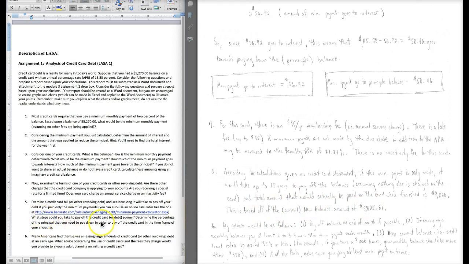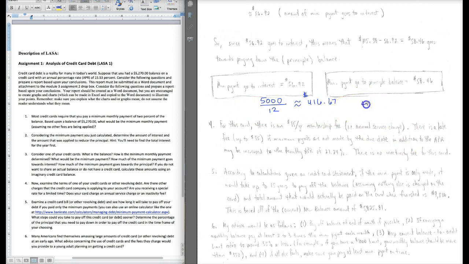Now, I did not address the part here of saying what steps could you take to pay off this card sooner, and determine the percentage of the principal you would need to pay down in order to pay the credit card in the time frame of your choosing. I didn't do this because that's kind of open-ended, like the example I gave before I started going over this one. Let's say I had a balance of $5,000 and I wanted to pay it off in a year, then of course that's going to be roughly $416.67.